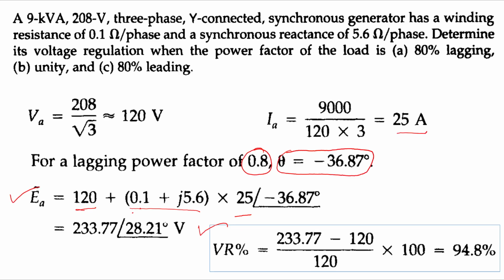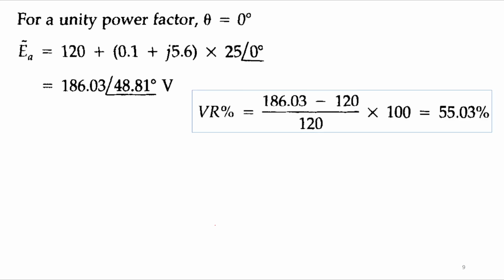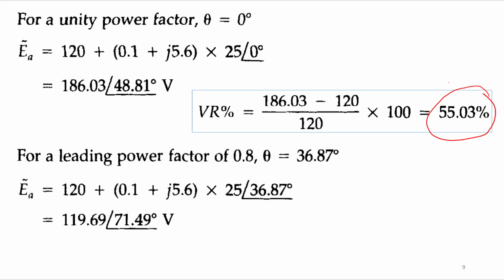Now coming to unity power factor, theta is equal to 0, right? In a similar way you can do it. We find EA, the generated voltage, then the voltage regulation. And here we are finding the voltage regulation as 55.03%, right?